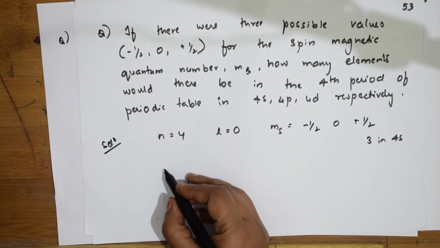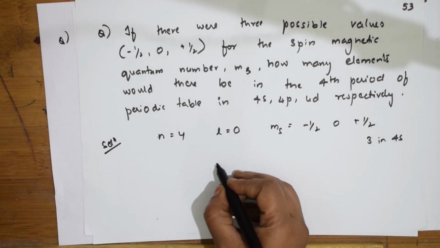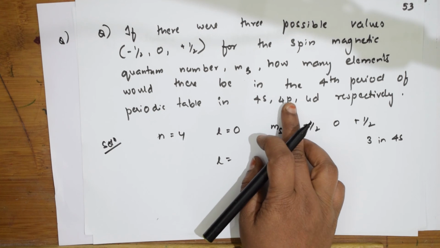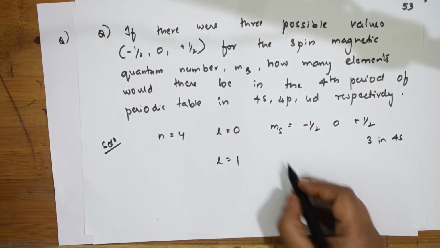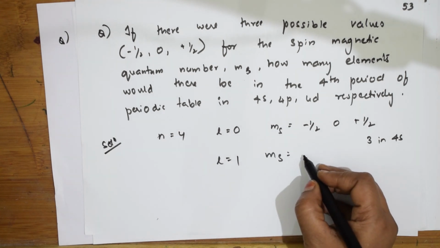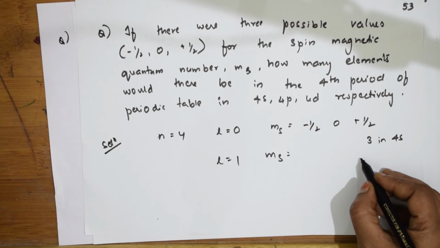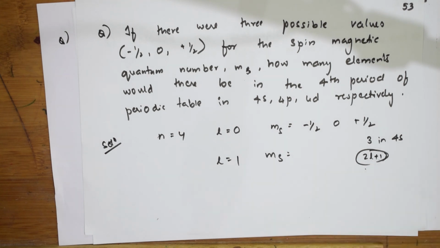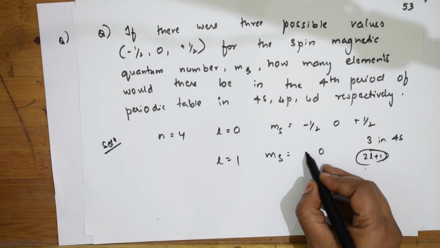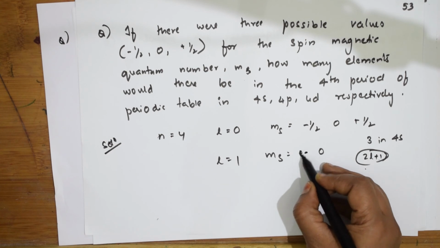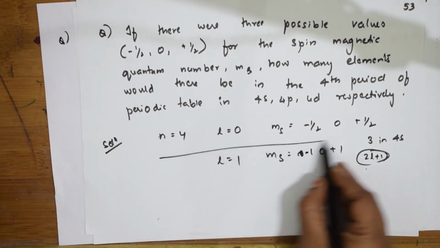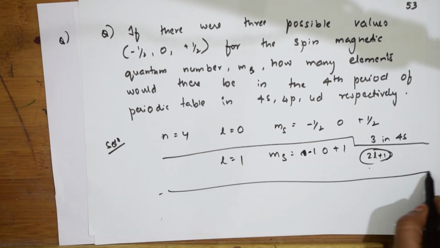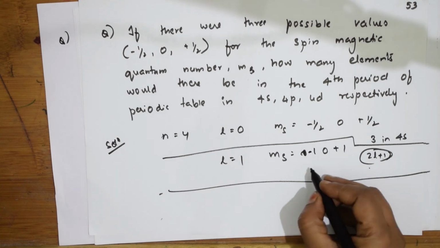Next, in this case, n is equal to 4 again. In the second case, for the p value, l is equal to 1. Now, the m value, let us see. According to the formula 2l plus 1, what is the l value? 2 into 1, plus 1, that is 3 values. 3 values means it can have 0, minus 1 and plus 1. So this is your first one, this is your second one. How many values are there? They are 9 in 4p, isn't it? Yes, so there are 9 in 4p.